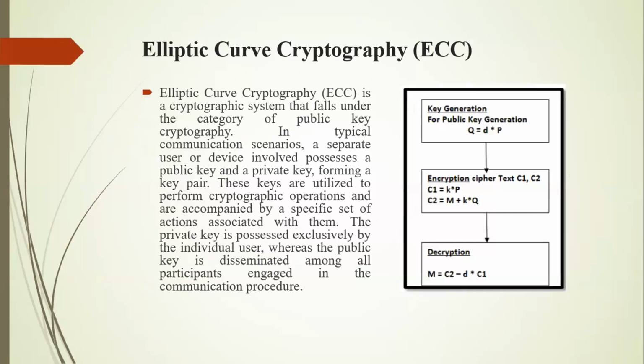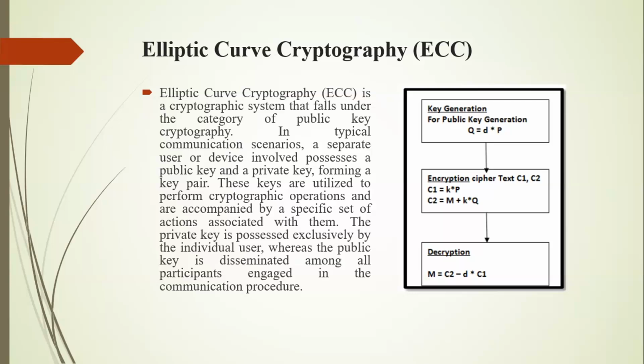Now, ECC, elliptic curve cryptography. Here, elliptic curve cryptography comes under public key. We know that there are two kinds of cryptography, public key and private key. We all know that a public key is the key which is available to all users, and with the help of this key, everyone can encrypt the data. And a private key is available only to the sender or receiver.